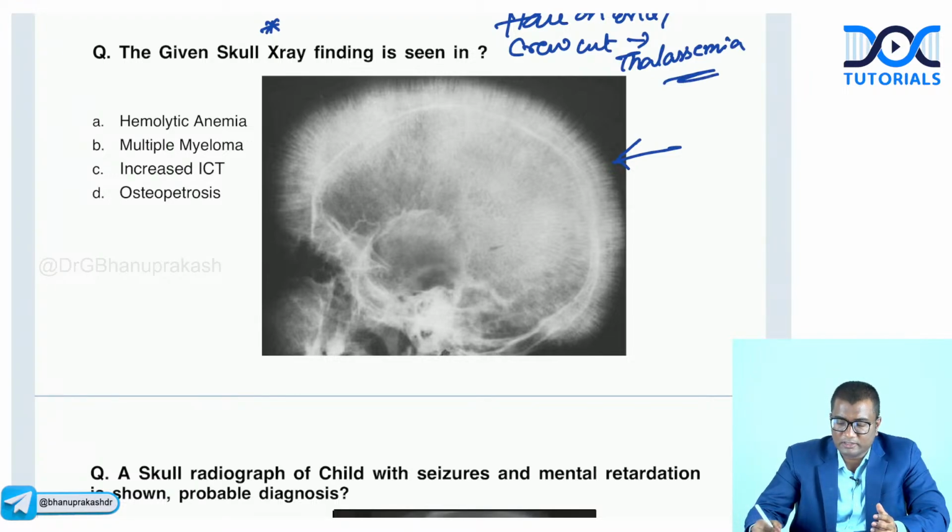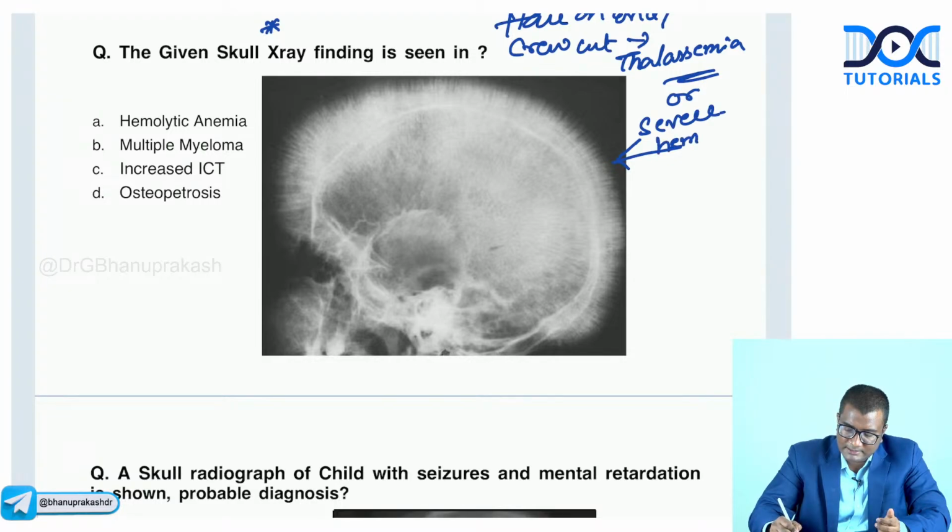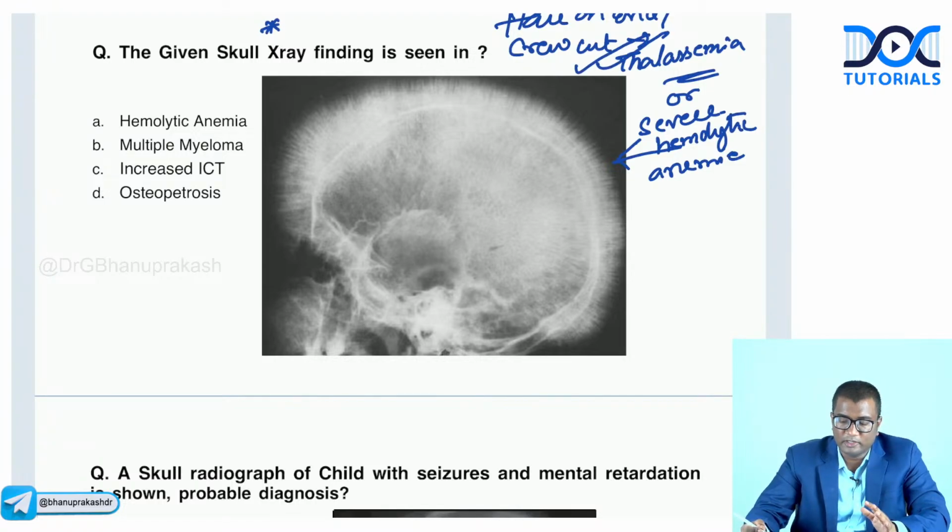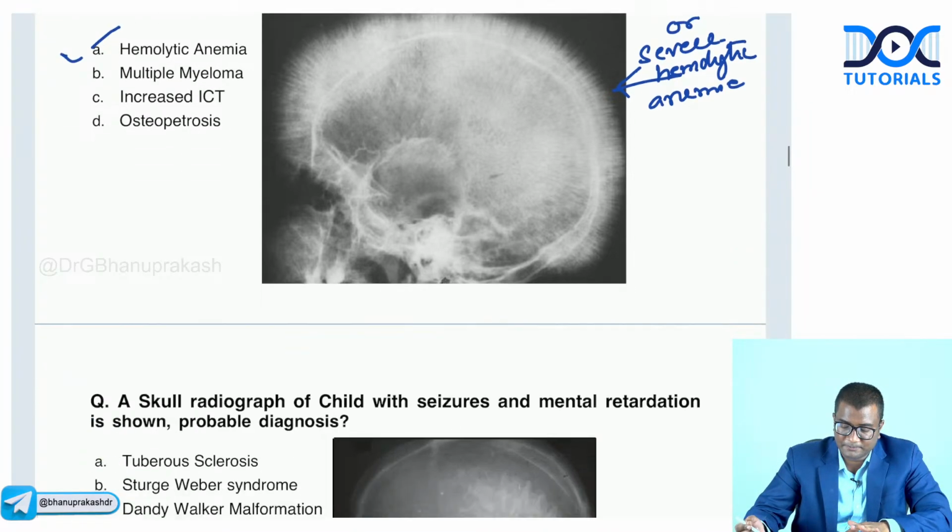If thalassemia is not there, it can be seen in severe hemolytic anemias like sickle cell anemia or any severe condition. So first answer should be thalassemia. If that is not there, then only go for severe hemolytic anemias. You can answer it here because you cannot see thalassemia, but thalassemia is the first answer.